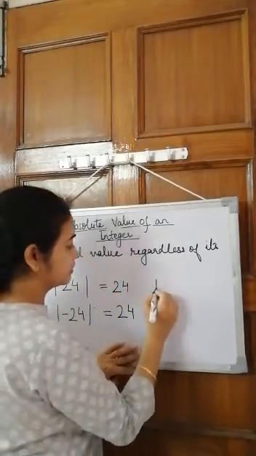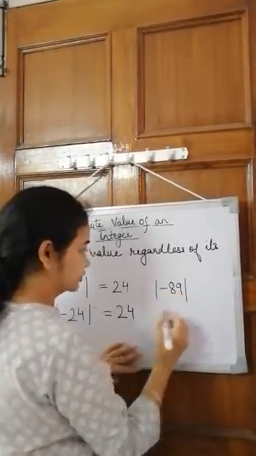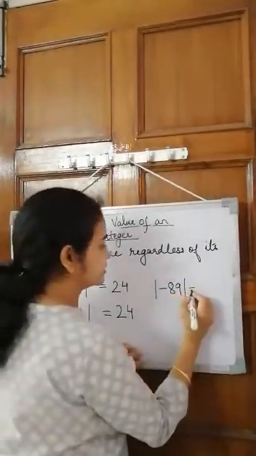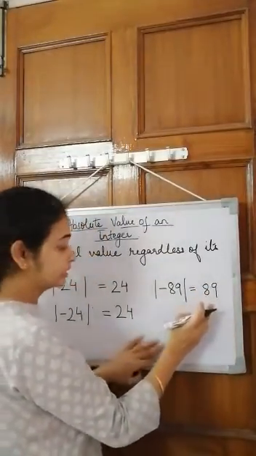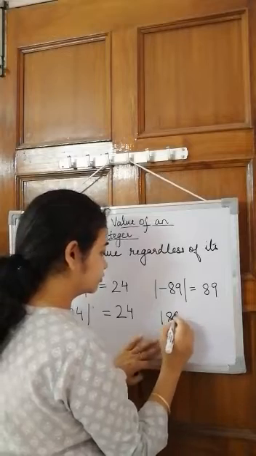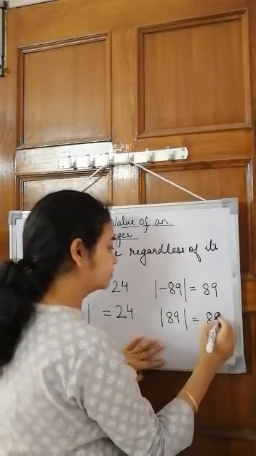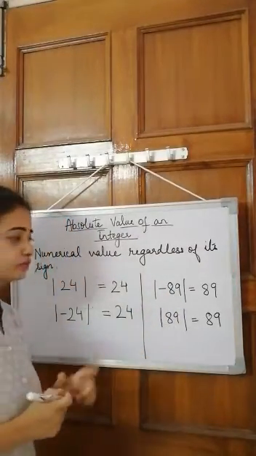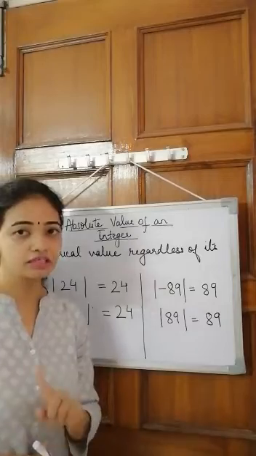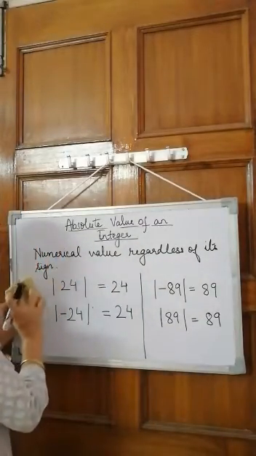Let's take one more example. Suppose we have the number minus 89. So minus 89 we'll write as 89. The absolute value of minus 89 is 89, whereas the absolute value of 89, which is already positive, will remain positive. Okay. So the number that we get in the absolute value is always positive. It is not negative. I hope absolute value is clear.